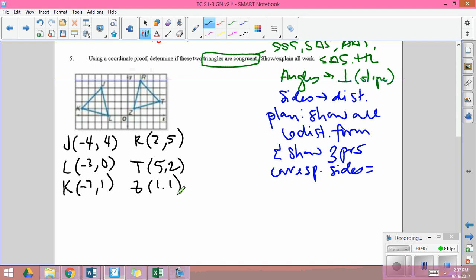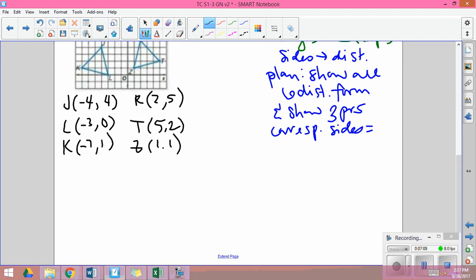So we're going to go through and we're going to do our distance formula work in a very deliberate way. We're going to talk about the distance of J to L, the distance of L to K, and the distance from K to J. Then we're going to repeat that with the distance from R to T, T to Z, and R to Z. Why don't you go ahead and pause the video right now, do that work, and then restart the video, and I will pick up with all that work completed.